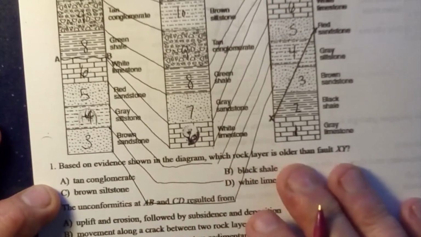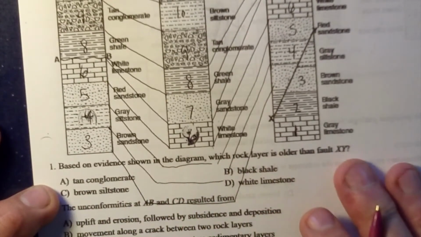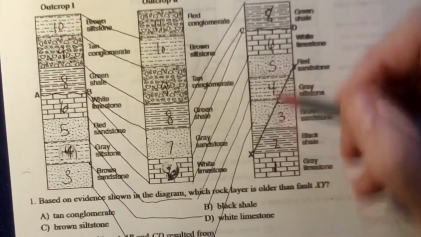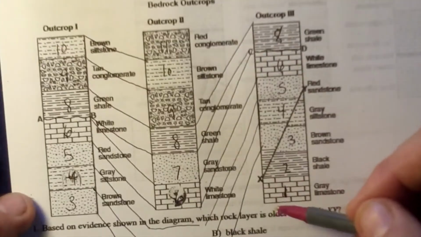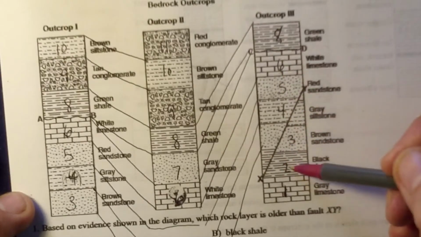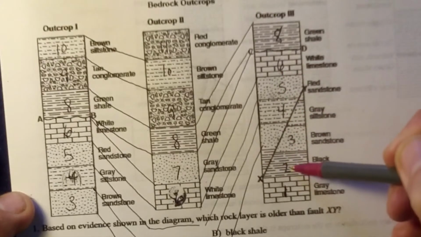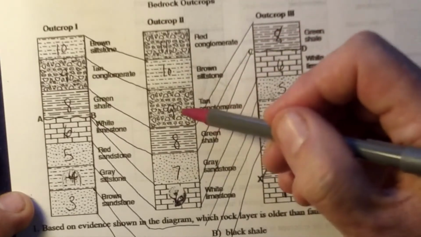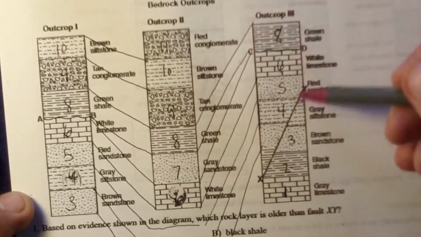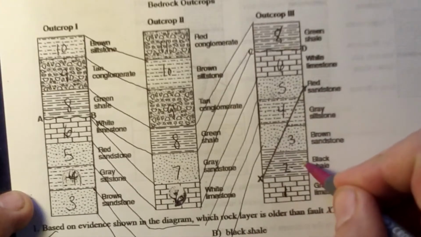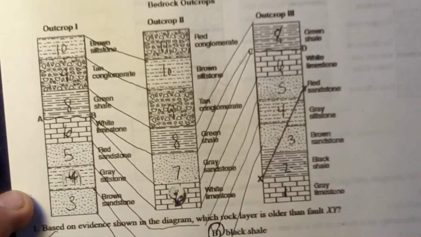Based on the evidence on the diagram, which rock layer is older than fault XY? So here is fault XY right over here. All of the layers that are cut by fault XY are going to be older than that fault. So let's see, tan conglomerate. Tan conglomerate is up here, so it happened after the fault. It is younger. Black shale. Black shale is cut by the fault.